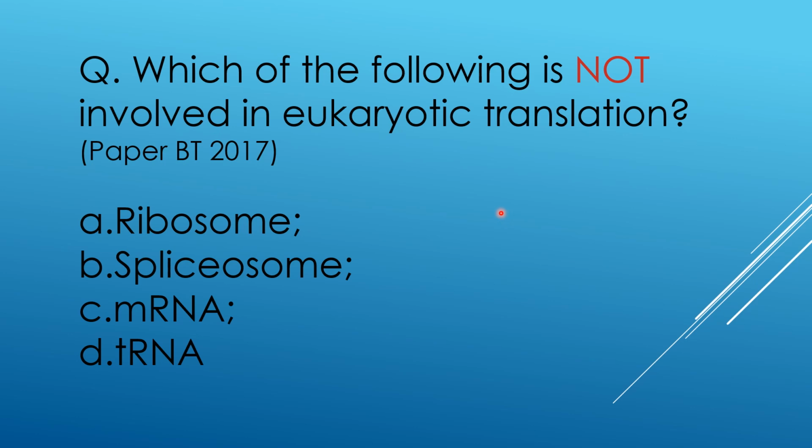Last time I gave you the question: which of the following is not involved in eukaryotic translation. This is the question from the paper of biotechnology 2017. The question is for 1 mark. This is from section A and it is an MCQ type of question, multiple choice question. So out of these 4 answers, one answer is correct. The options say ribosome, spliceosome, mRNA, or tRNA is not involved in eukaryotic translation.